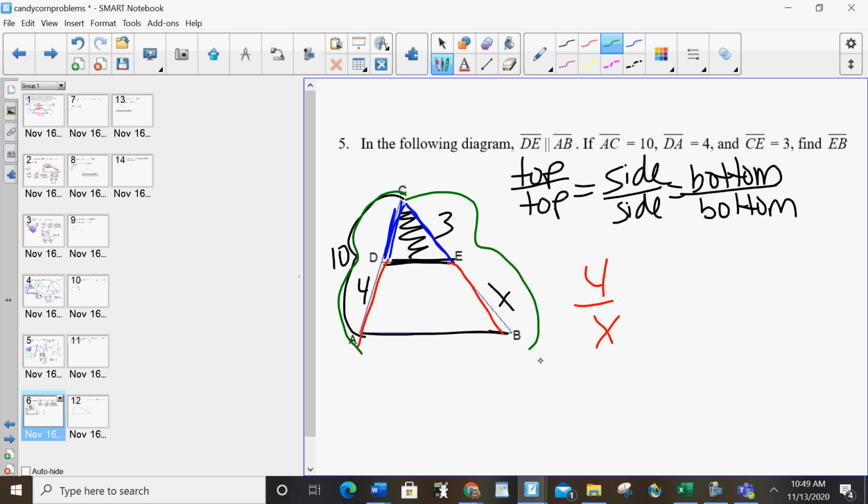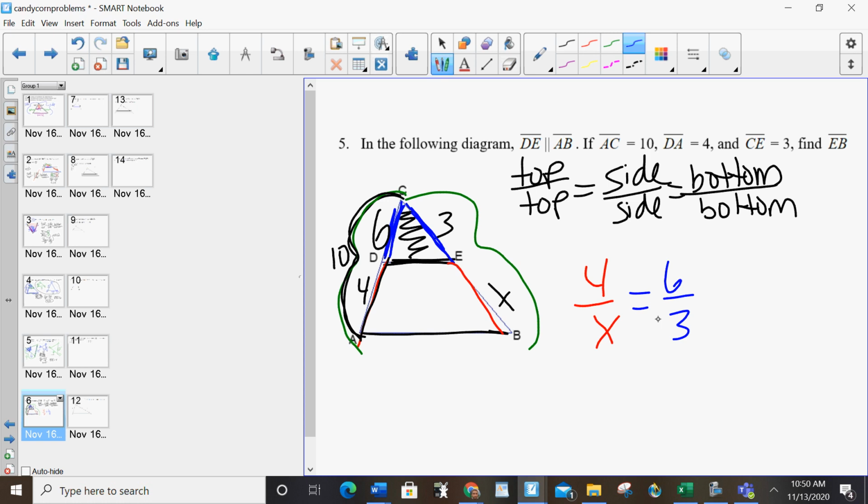So you have a couple of options here. The easiest thing to do would be to subtract. So on the left-hand side here, if this whole thing is 10 and this piece is 4, then this missing piece would be 10 minus 4, which is 6. And now that I have that, I have both tops, so I would put the 6 over the 3.